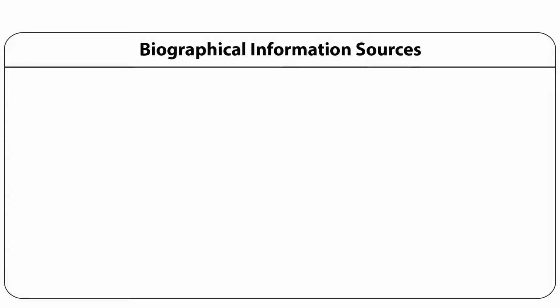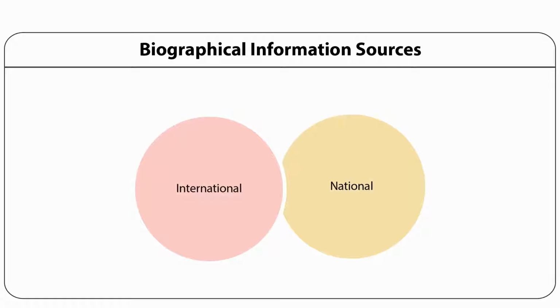Biographical information sources. Biographical information sources provide information on the lives and works of famous people who are historically important and about people who are in the news. Depending upon the coverage, these sources may be international or national in scope. Biographical information sources are used to find information on the field of work, date of birth, qualification, and other details concerning the lives of famous people.